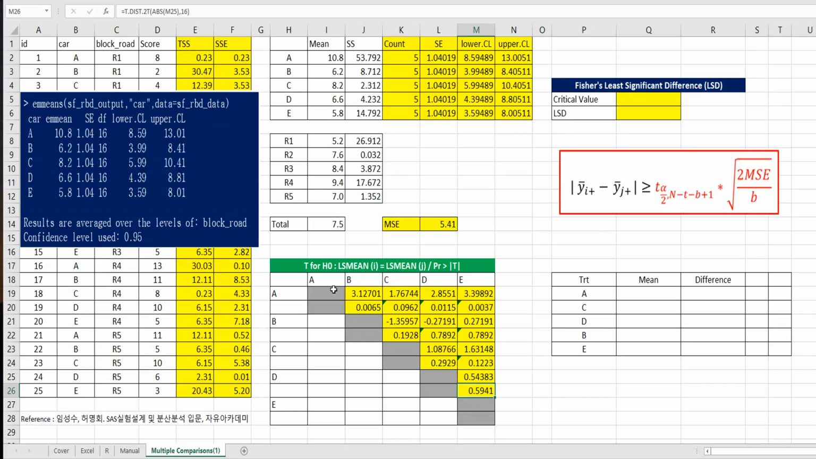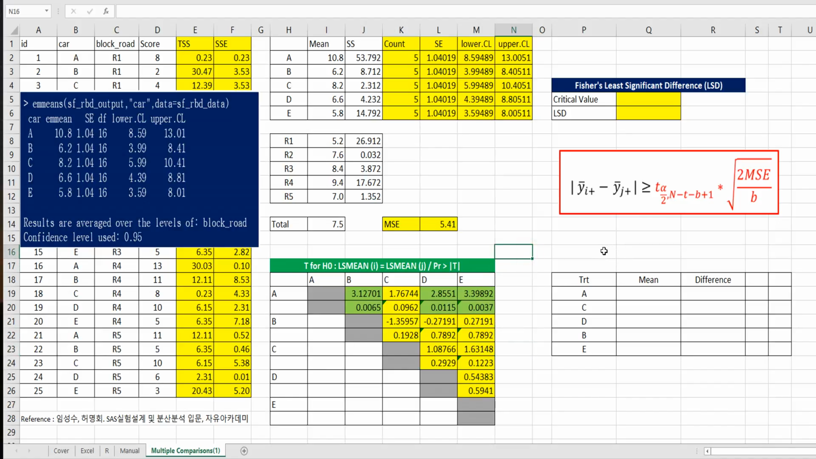Then we can see some comparisons which have lower than 5% significance level. So in multiple t comparisons, only the A and B, A and D, and A and E comparisons show significant difference considering a 5% significance level.